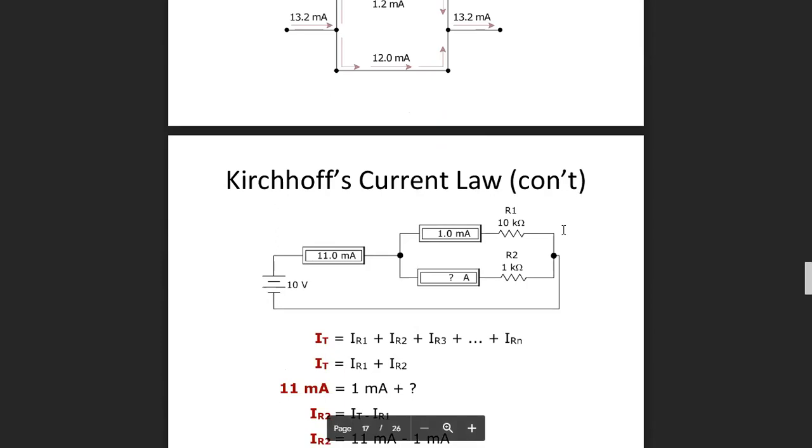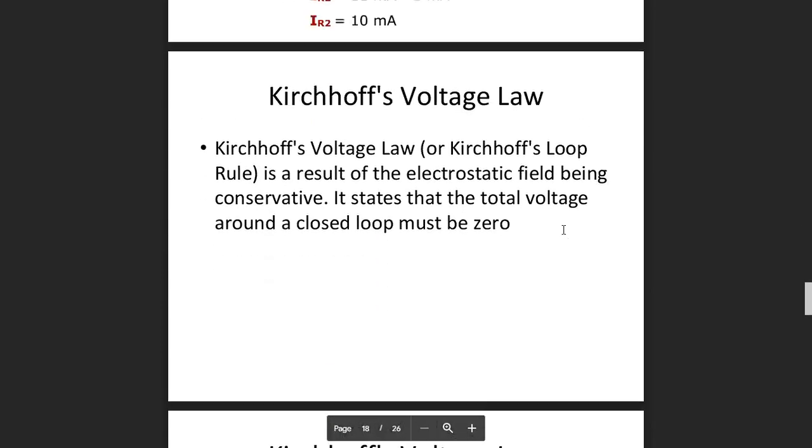KVL says that the voltage drop and voltage rise in a closed loop, the sum of them all must be equal to zero. When we read the definition, KVL is a result of the electrostatic field being conservative, which states that the total voltage around a closed loop must be zero.